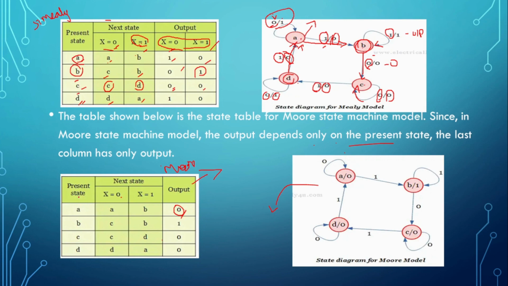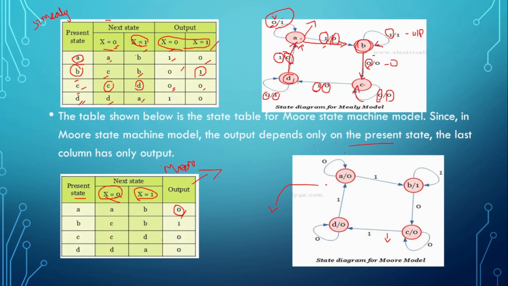Fill this column with the present state. See here in this state diagram, there will be four states, right? One is A, B, C, and D. So first of all, fill in the present states given in your state diagram. Afterwards, write down the two input values, one is x equal to 0 and another is x equal to 1. The same procedure is followed in this Moore model.